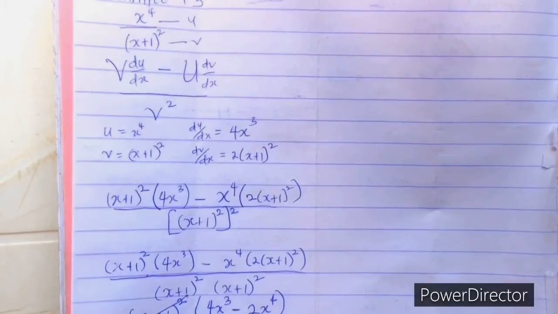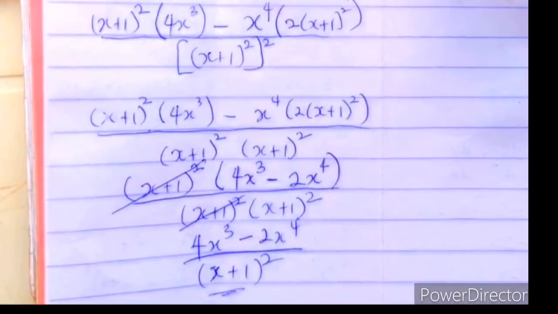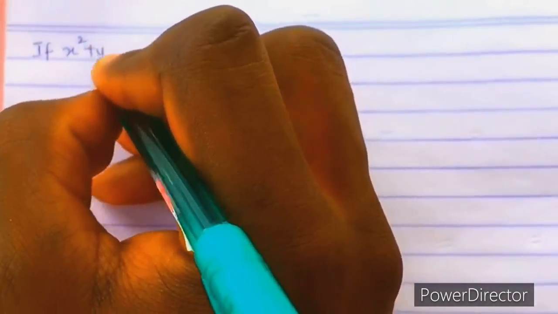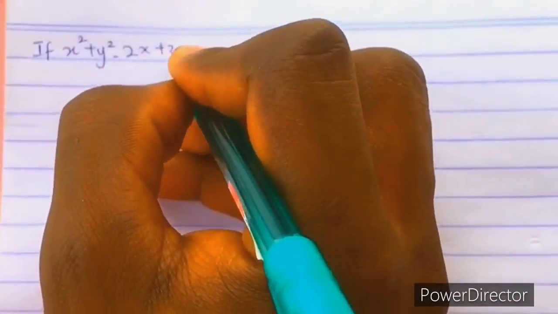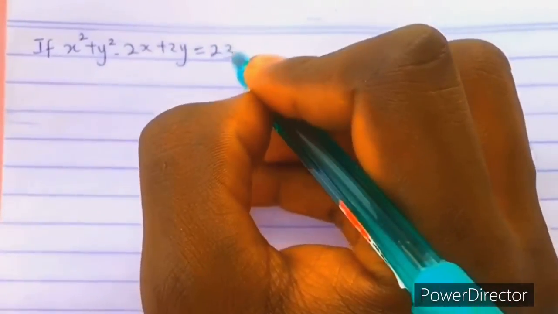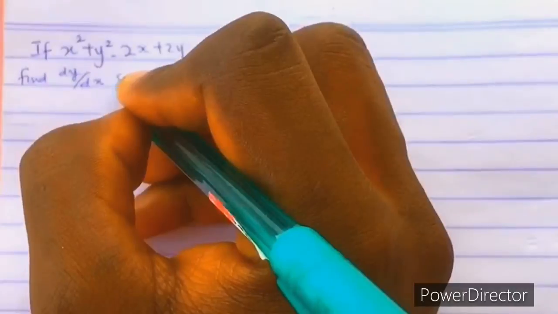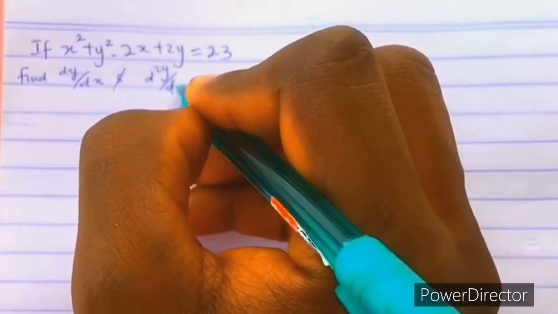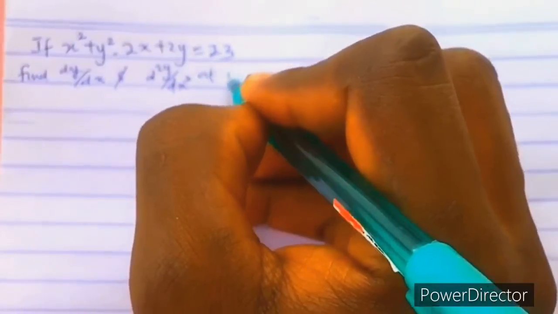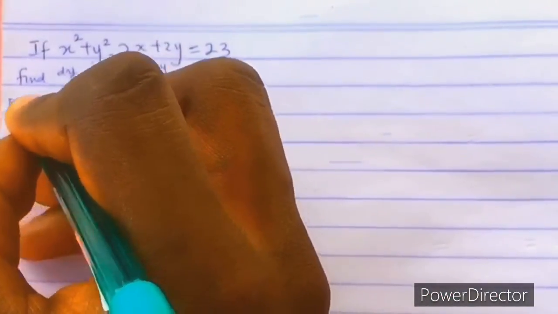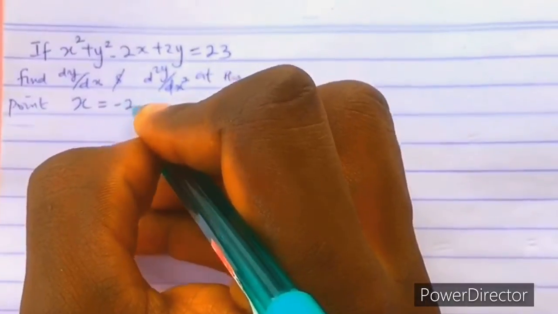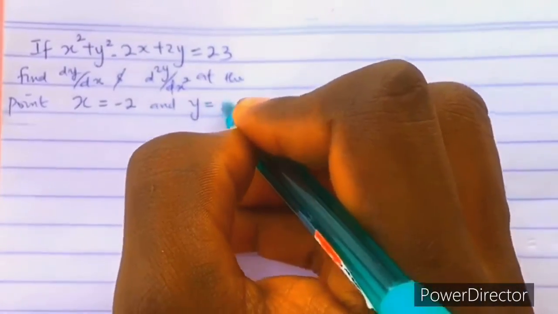We'll move on to example 1.4. For your example 1.4, I've solved that before. That's another logarithm differentiation. Now we'll move on to example 1.5. If x^2 + y^2 - 2x + 2y equals 23, find dy/dx and d^2y/dx^2 at the point x equals -2 and y equals 3.